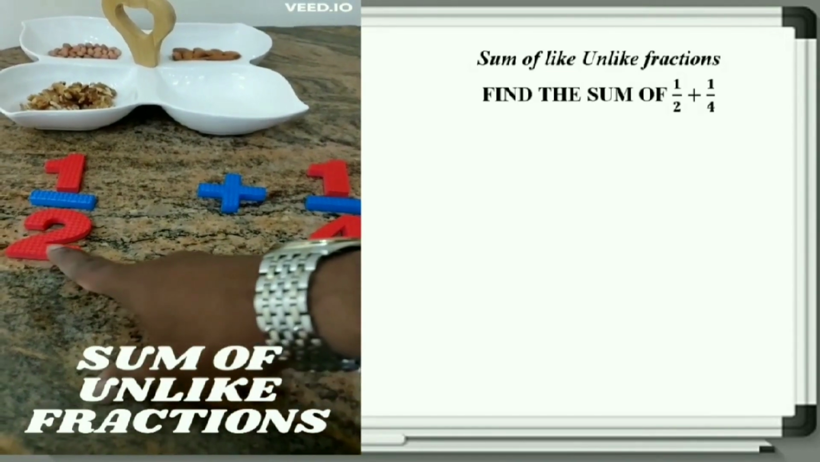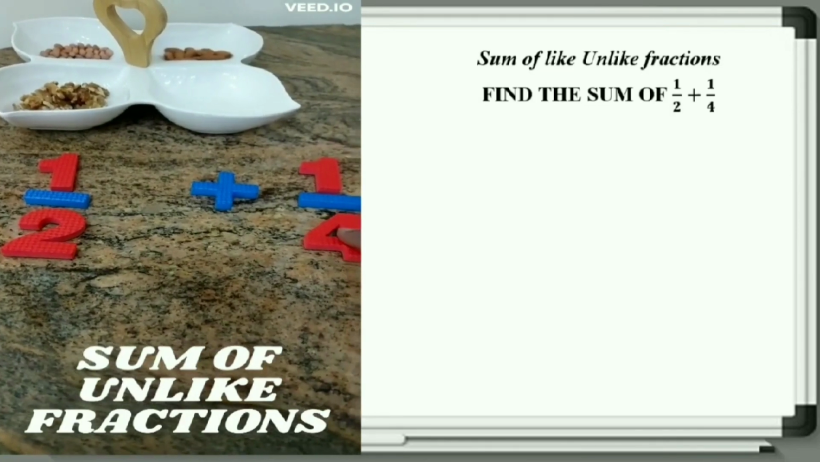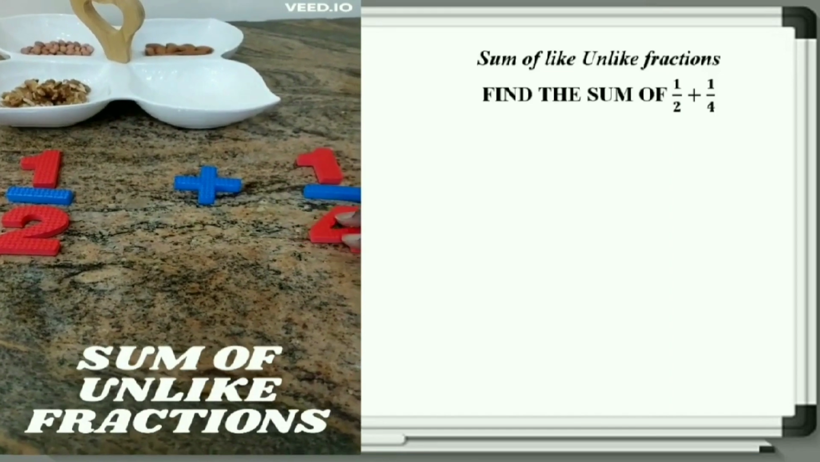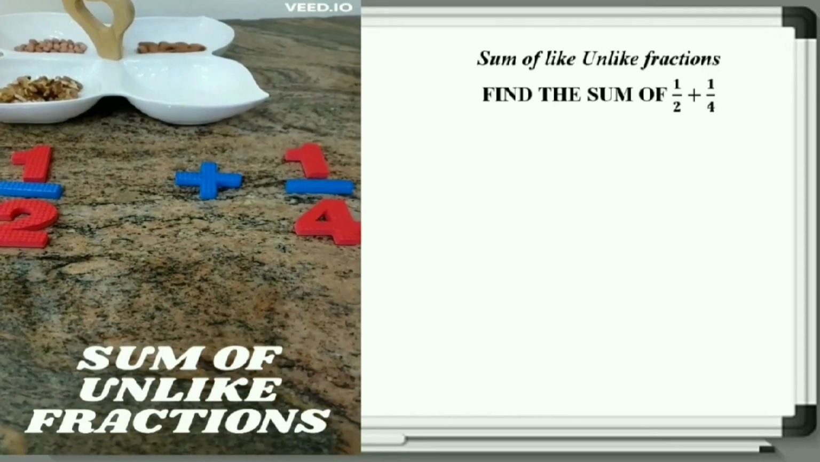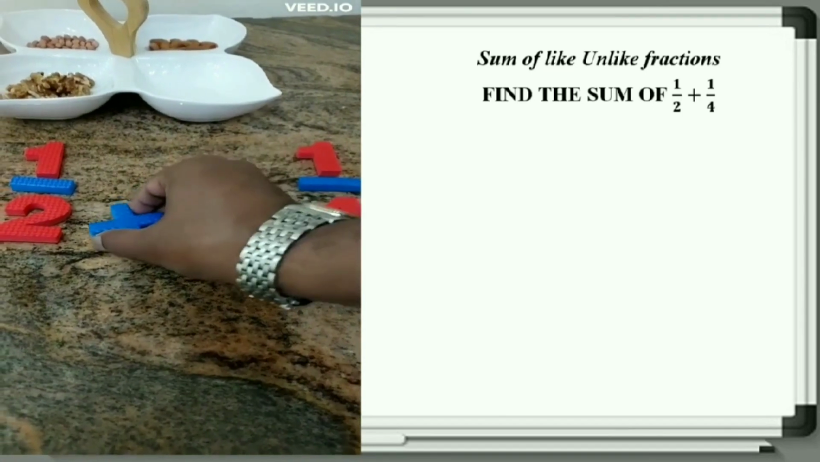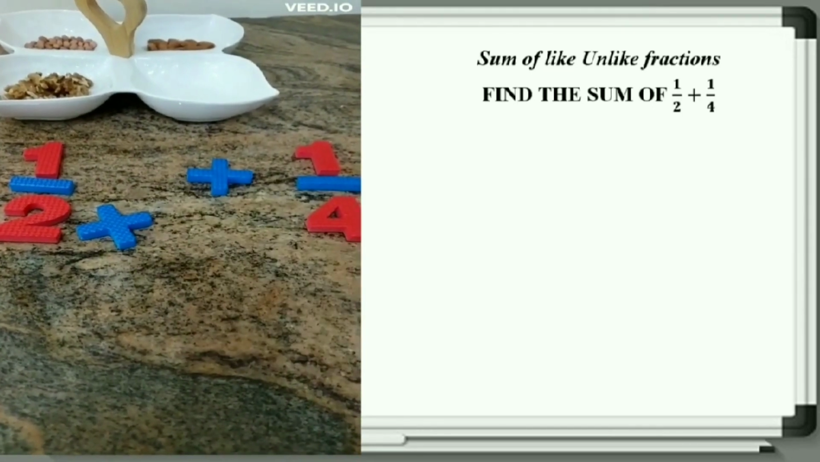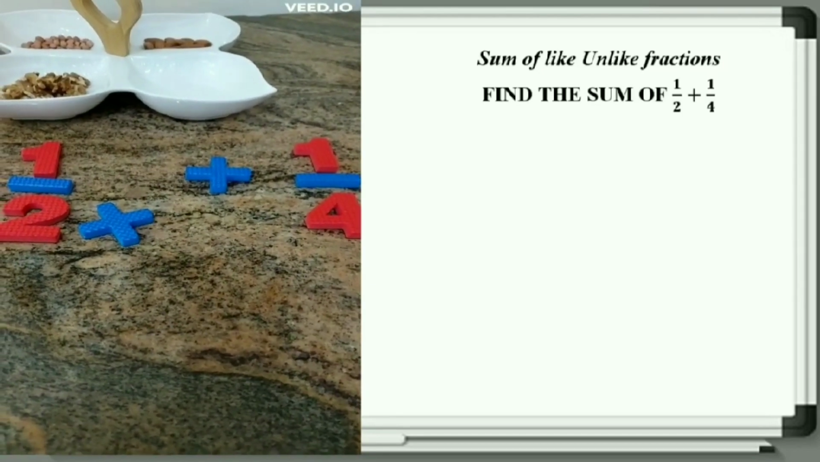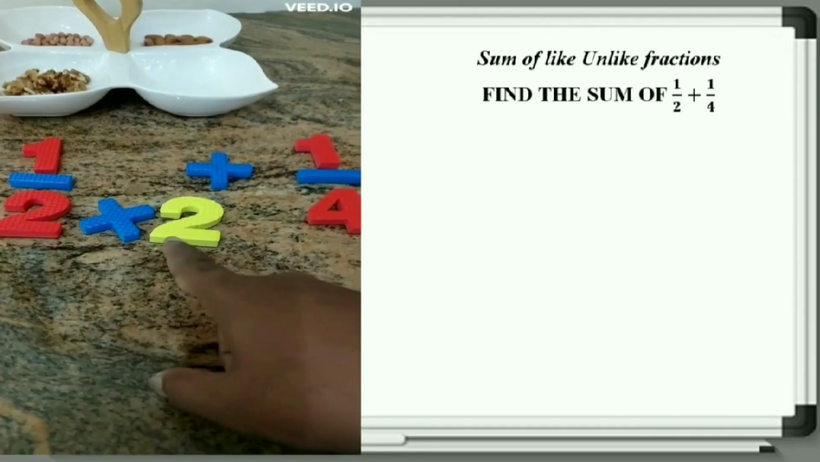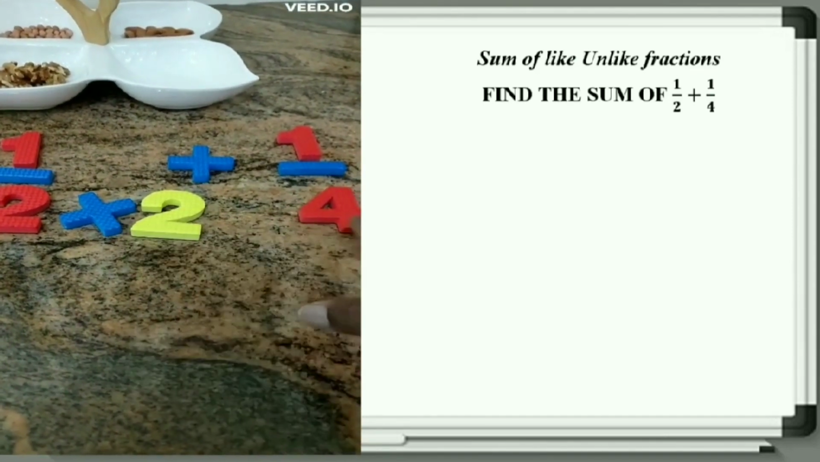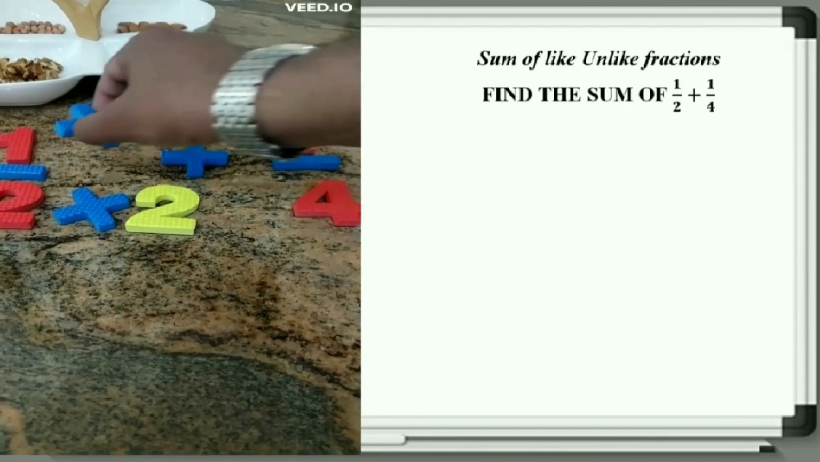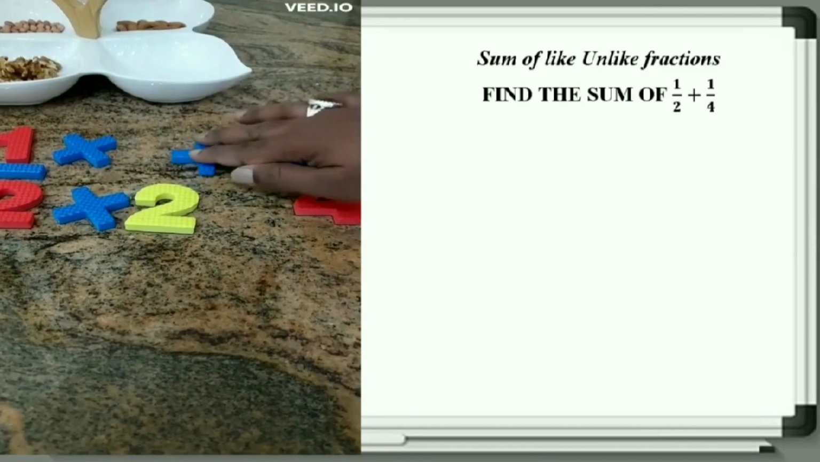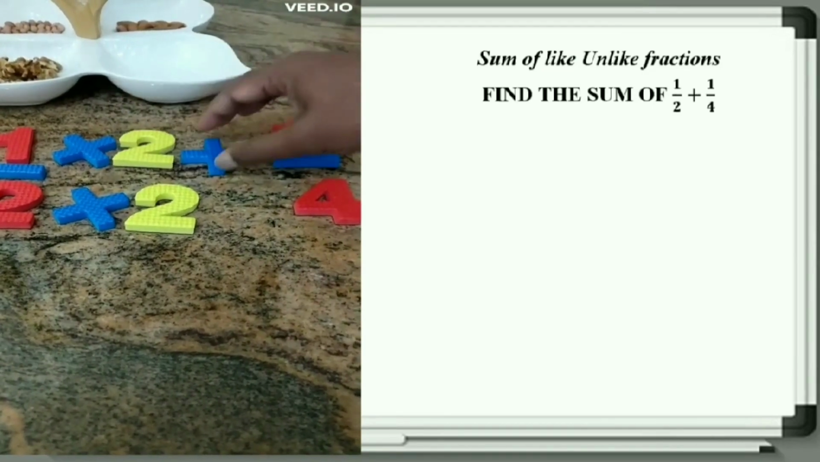Here you see the denominators. In the first fraction the denominator is 2, and in the second fraction the denominator is 4. They are not equal, not the same. I want to make them equal, because to find the sum or the difference, the denominator should be the same. So I multiply 2 with 2, and I get 4. Now the denominators become equal. But since I multiplied the denominator by 2, I have to multiply the numerator also by 2.